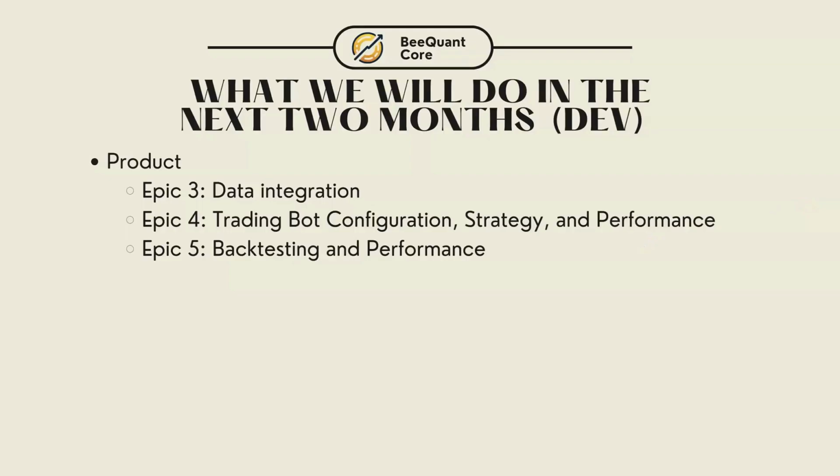So module 3 and 4 include epics 3, 4, 5: data integration, trading bot configuration, strategy and performance, and also backtesting and performance. Our platform will integrate with reliable real-time market data feeds from selected exchanges, ensuring the trading bots can execute strategies based on the latest market conditions.